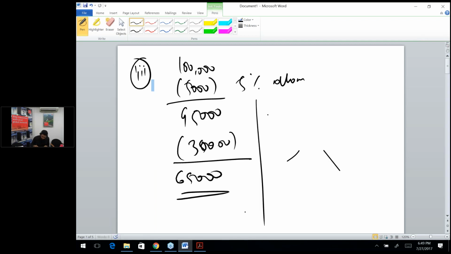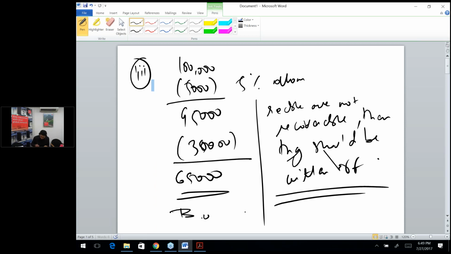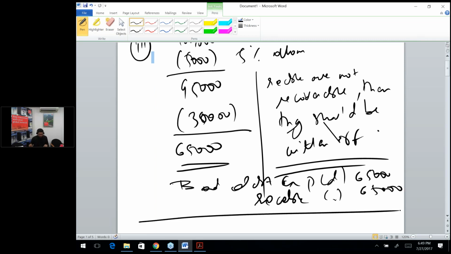It says if receivables are not recoverable, then they should be written off. So that's what you need to do: bad debt expense debited by 65,000 and receivable credited by 65,000. That's what you need to do.